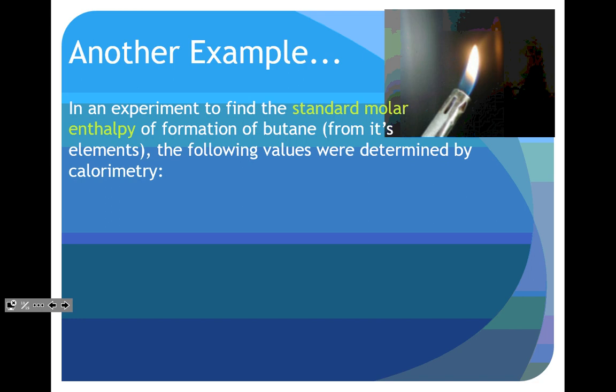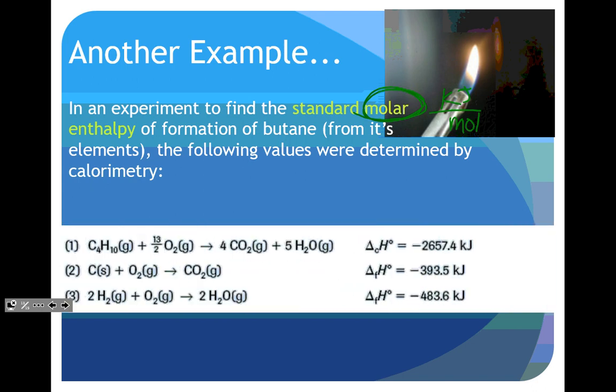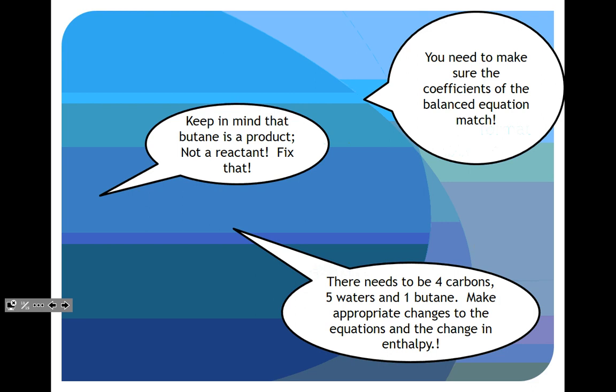In an experiment to find the standard molar enthalpy of formation, okay, so now it's molar enthalpy. Now we have to make sure we know it's kilojoules per mole, okay? Of formation of butane from its elements, the following values were determined by calorimetry. So we use a calorimeter to get this data. So there are 3 pieces of evidence, and I have to use these 3 pieces of evidence and play around with them, flip them, multiply them, whatever, in order to get a balanced equation where it's the formation of a butane.